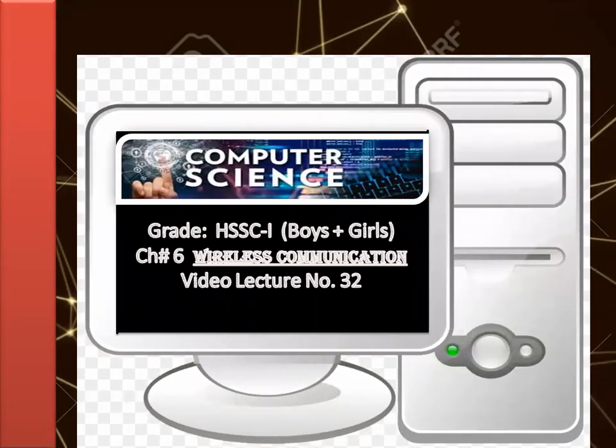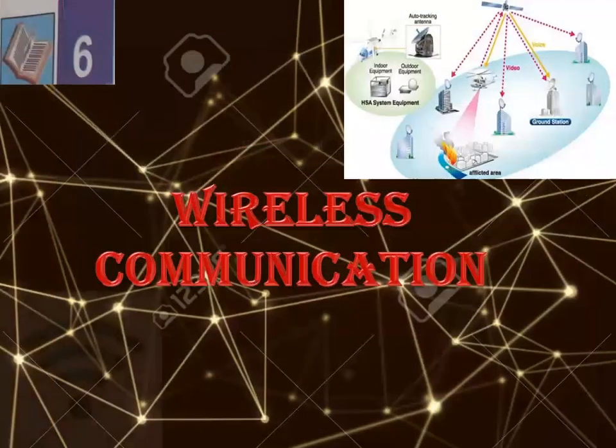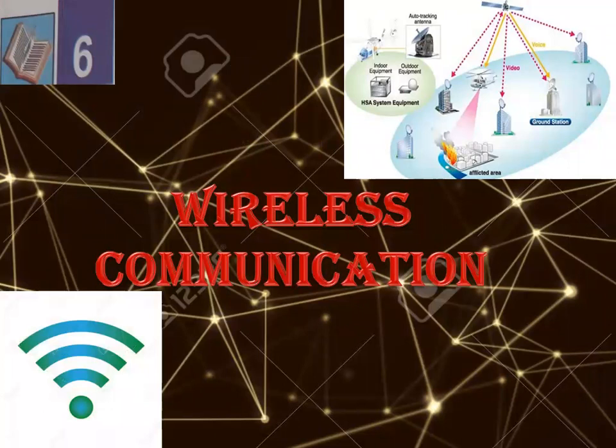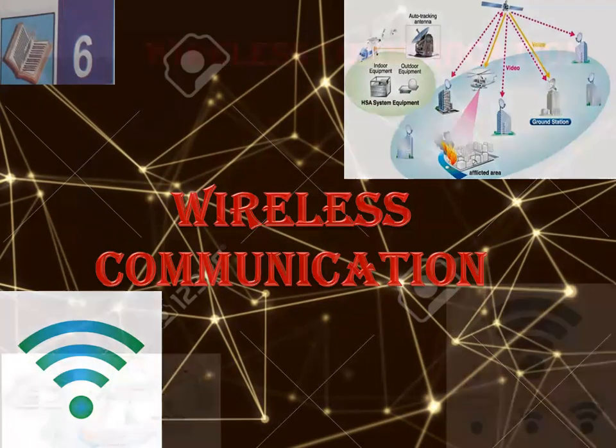Dear students, this lecture is for grade first year, subject computer science, and today we are going to start a new chapter, chapter number 6, wireless communication. This is our 32nd video lecture. Wireless communication is an important area in telecommunication. Wireless means that in this communication we do not have any wire. With the help of this, we can exchange our information and data.